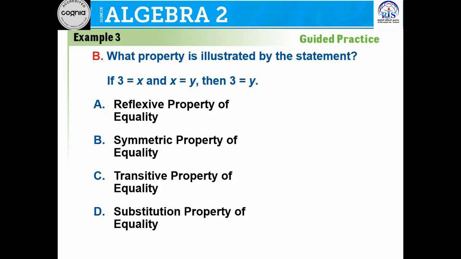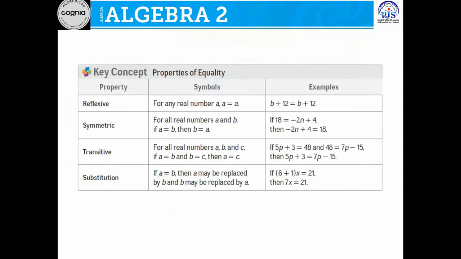If 3 equals x and x equals y, then 3 equals y. Here I have x equals 3 and x equals y, then y equals 3. This is called what? Transitive property of equality. Here we have the same table, we talked about it.